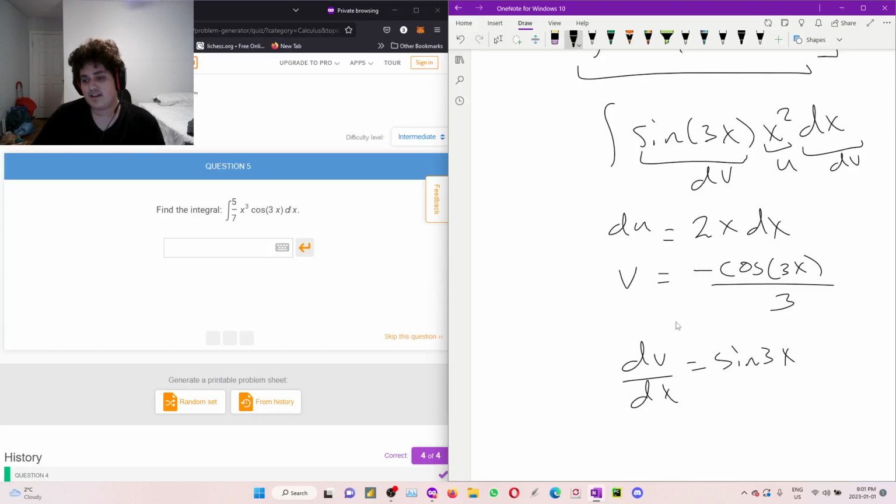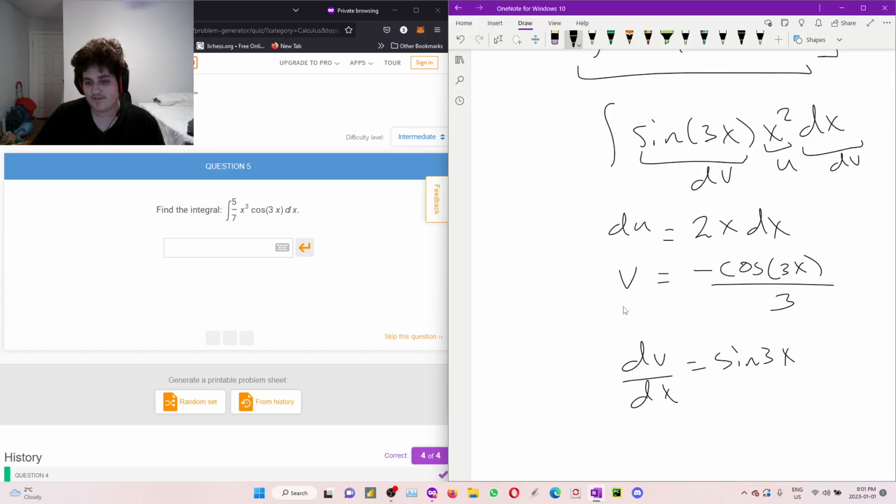It's the opposite of differentiation. Because we're going from sine to cosine, we have to add a negative. The derivative of sine is positive cosine, but the integral of sine is negative cosine. So it's the opposite of differentiation, which makes sense because we're basically undoing differentiation with integration, right?